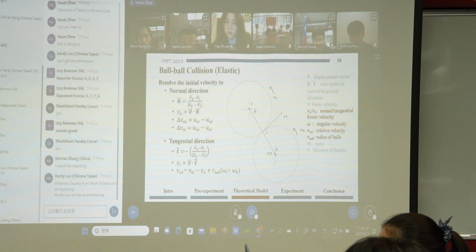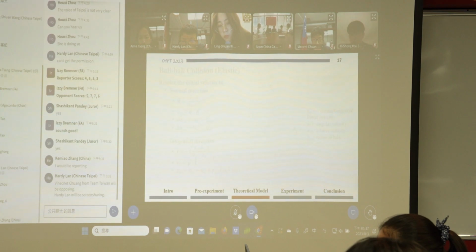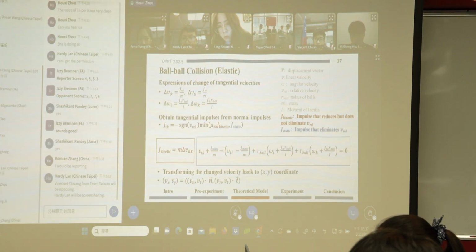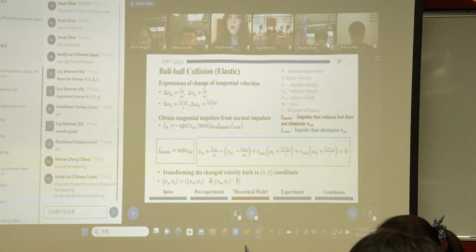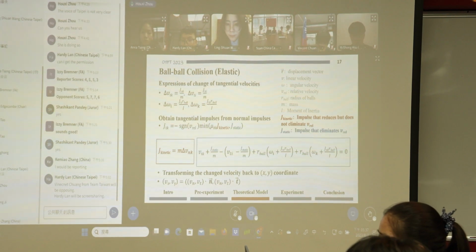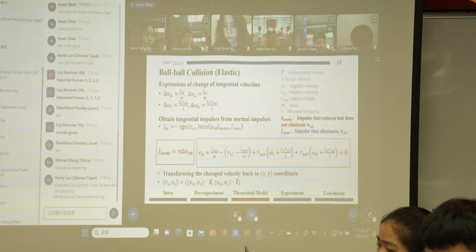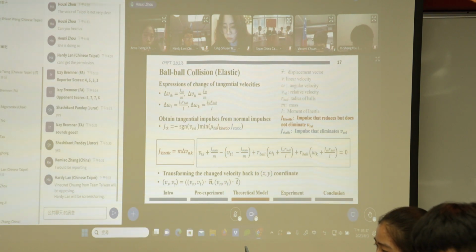Here is how we model the elastic collisions between balls. We would first want to resolve the initial velocity in the normal direction and the tangential direction. Then, since the normal velocity change is easy to obtain, we now express the change in tangential velocities. This change is determined with a series of derivations associated with impulse, as you can see on my slide. And finally, the changes of velocities of both balls can be brought back into the original xy coordinate system, enabling a next iteration.